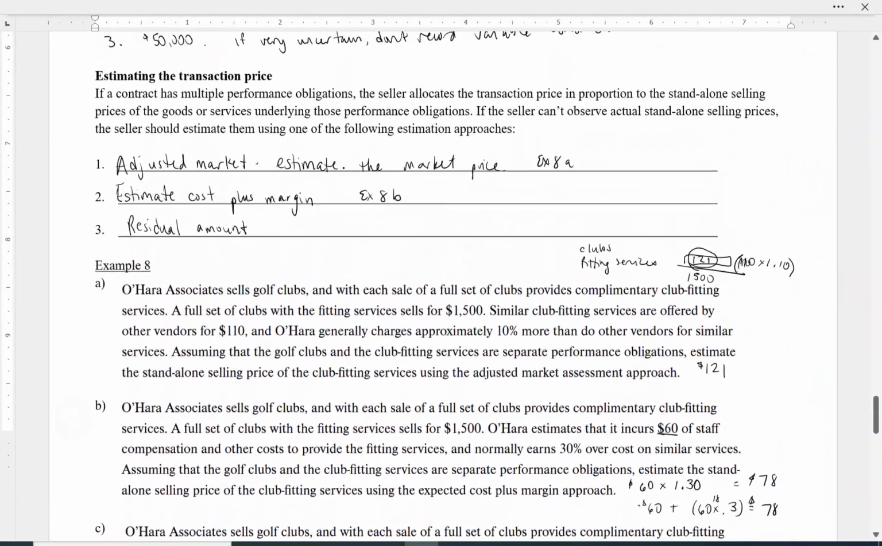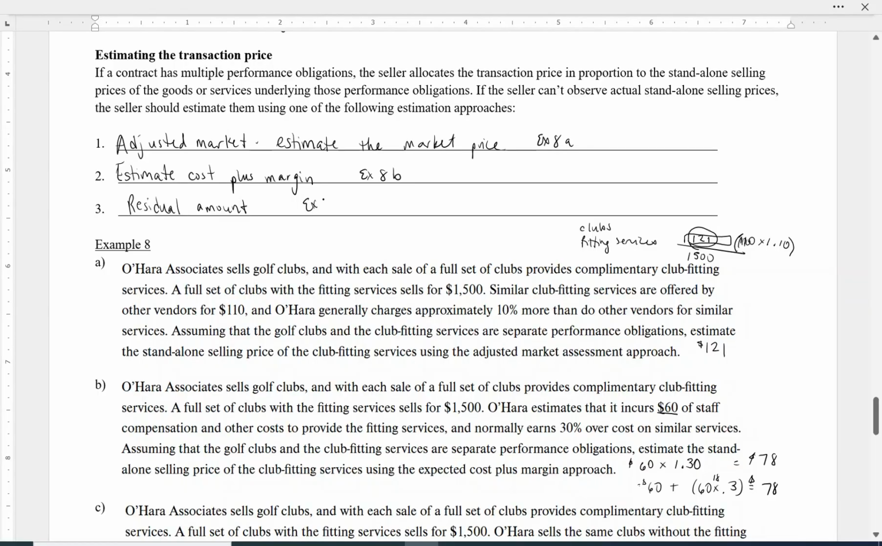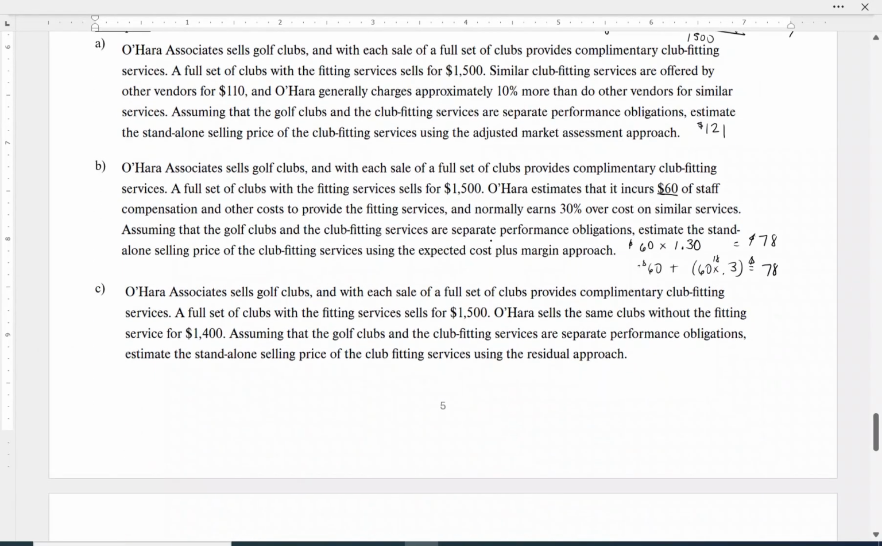So here is example 8C. We have the same facts here, except now we know what the clubs go for. The clubs go for $1,400. We don't know what the fitting service goes for. We don't know the cost of it. We don't know what our competitors charge. Then all we do is simply take the difference, and that's the residual amount. We would price them at $100.